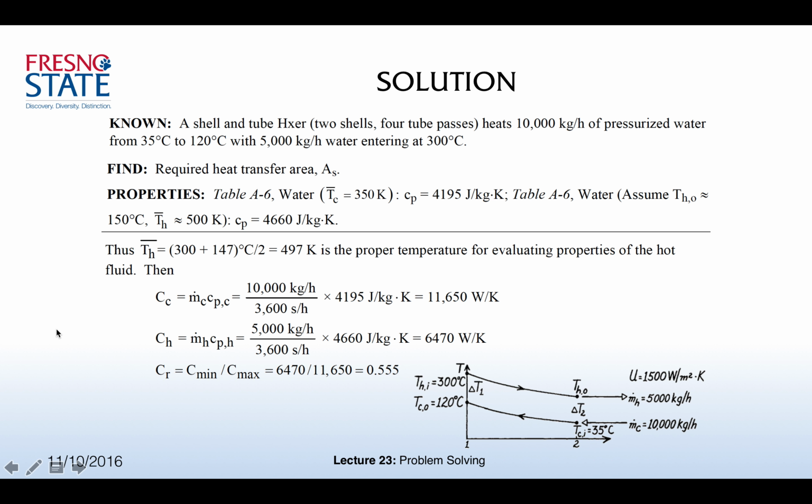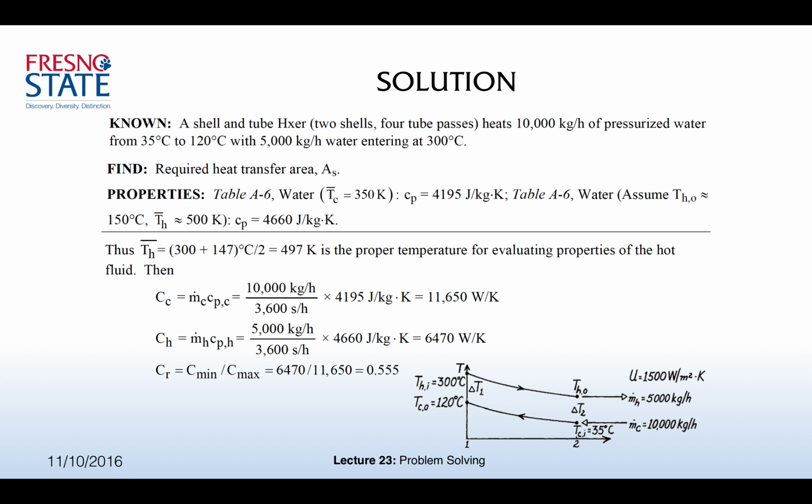Same thing to be done with the hot fluid. Capital C hot is equal to m dot hot times CP hot. So 5,000 kilograms per hour divided by 3,600 seconds per hour. That's the m dot, multiplied by CPH, and again I'm keeping the one I assumed in the beginning because there is not too much difference. So 4,660 joules per kilogram Kelvin. Then I find the capital CH, or the heat capacity for the hot fluid, to be 6,470 watts per Kelvin. So that's definitely the lower, or the minimum, of the two. So CH is C minimum.